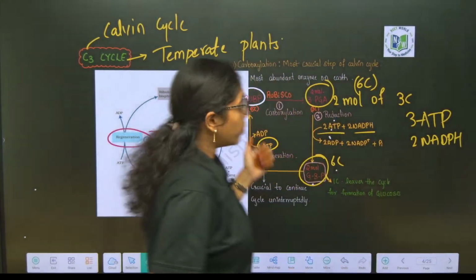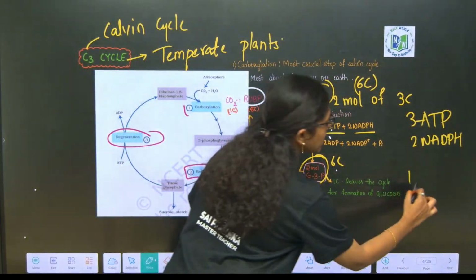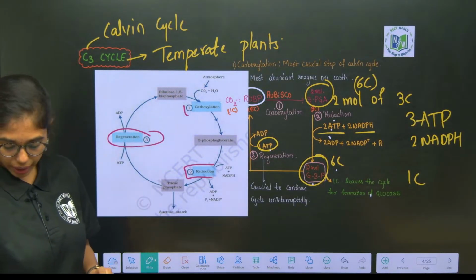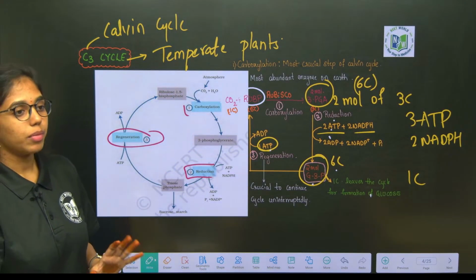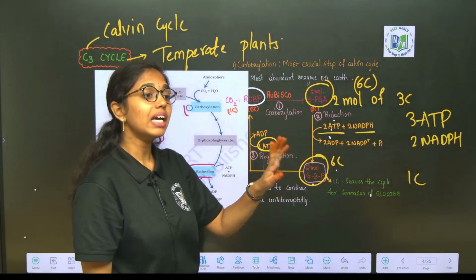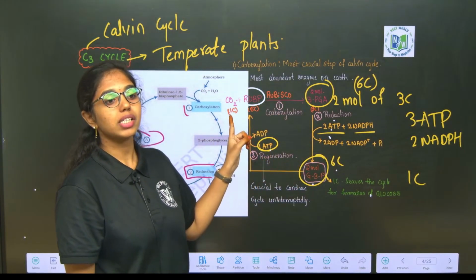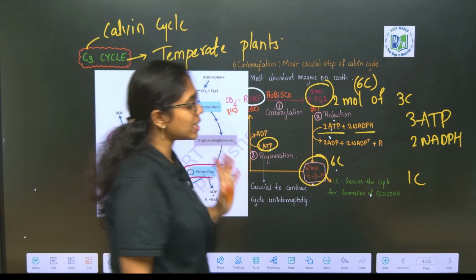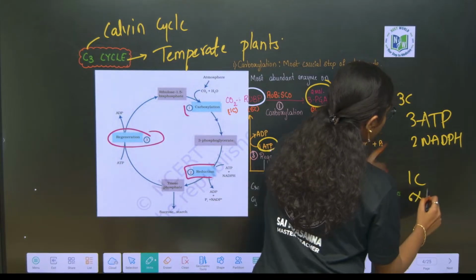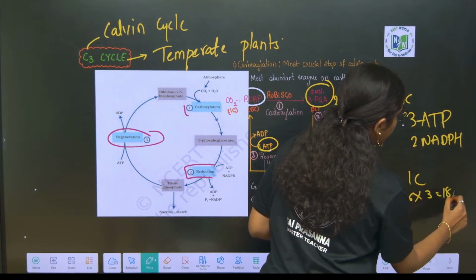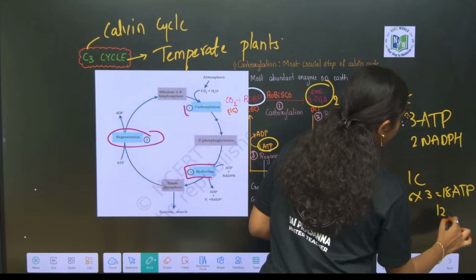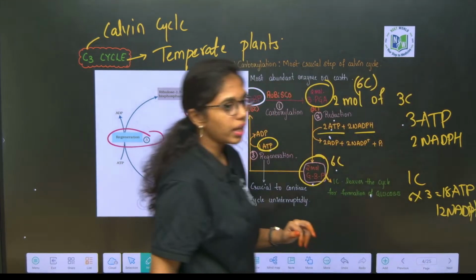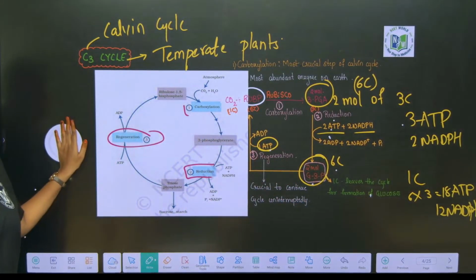From each cycle, one carbon is leaving for the formation of glucose. To form glucose, how many carbons are required? 6 carbons. Means how many cycles should happen? 6 cycles. How many carbon dioxides required? 6 carbon dioxides. How much ATP is utilized? 6 into 3, 18 ATP, 12 NADPH. Fine. You have understood completely, the C3 cycle?